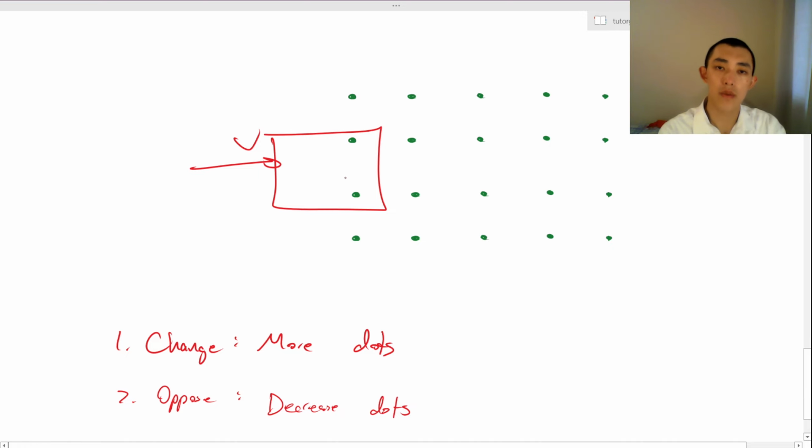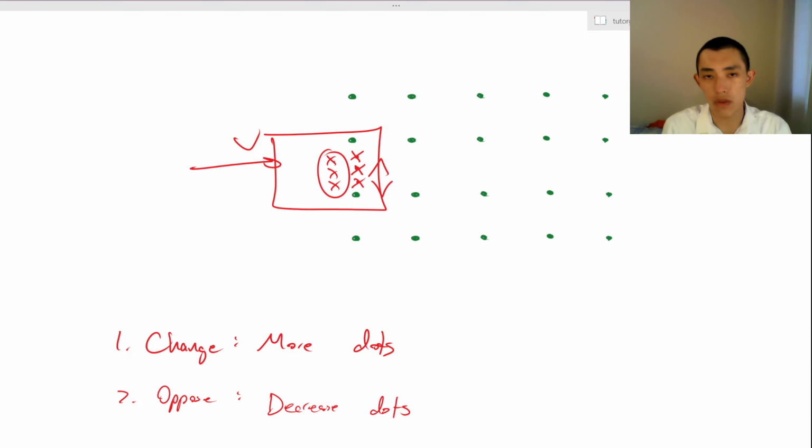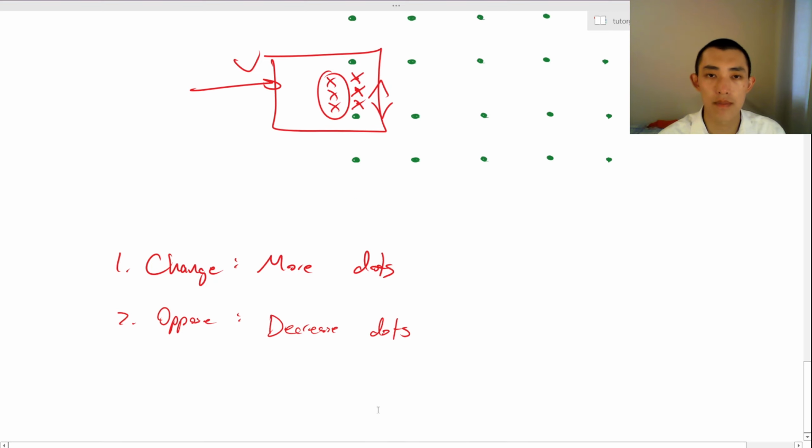If you realize, we can only induce a current, and the current can only do one of two things. It can either increase dots on the inside, which probably wouldn't be good for us, or it can induce crosses on the inside. We can't directly decrease the number of dots. However, if we induce crosses, the crosses will cancel out with the dots such that we do decrease the number of dots. So let's have a go at that.